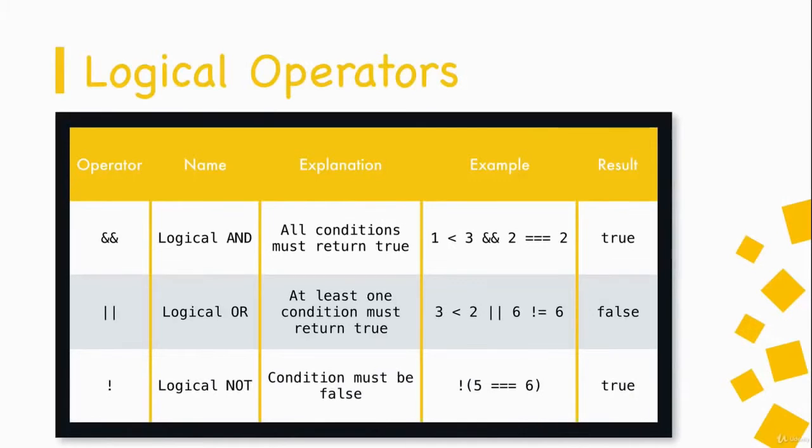And we also have the logical NOT, which means the condition must be false. So in order for the logical NOT condition to be true, the condition actually must be false. So for example, not 5 is strictly equal to 6 returns true, because 5 is strictly equal to 6 returns false, and logical not false means true. So logical not actually inverses the result of the condition. If it's false, it returns true. If it's true, it returns false.